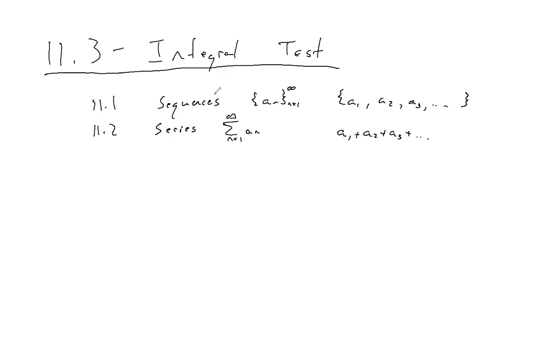Both have convergence and divergence, right? In 11.1, we talked about the limit of this sequence, and if the limit exists, it's some finite number. We say the sequence converges. If there's no such number, we say the sequence diverges. And we can also talk about convergence and divergence of series.